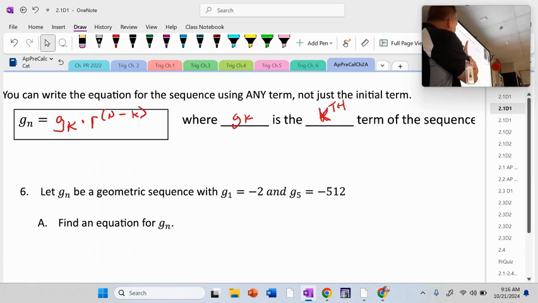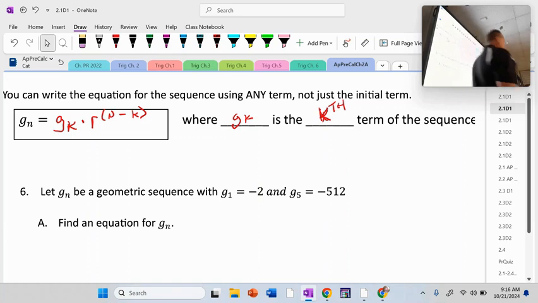Okay, this is kind of just what happened, but I can explain this. G of n equals G of k times r raised to the n minus k. This just says how far away these things are. Like here we go. Let's think about this in the sequence. How far away is G sub 1 to G sub 5? How many iterations of the ratio? 4. So the exponent's going to be 4.